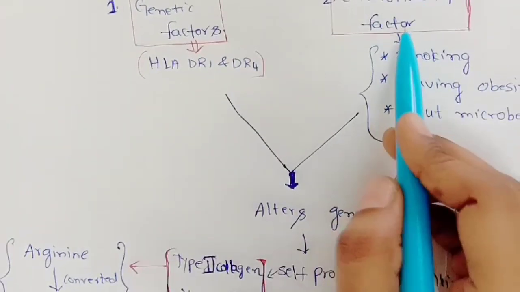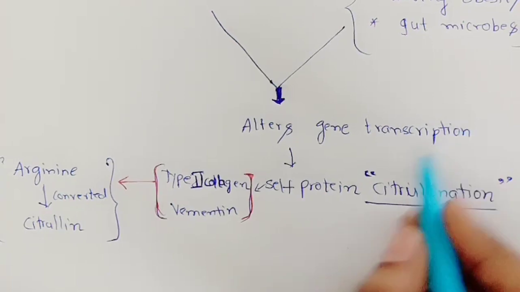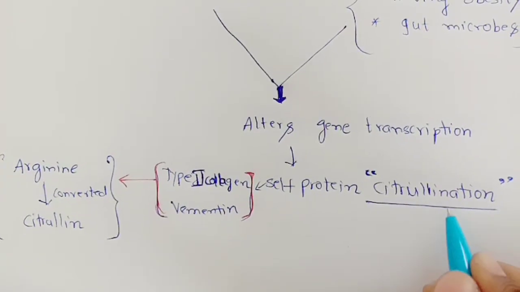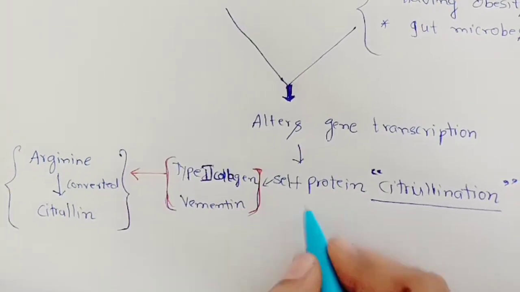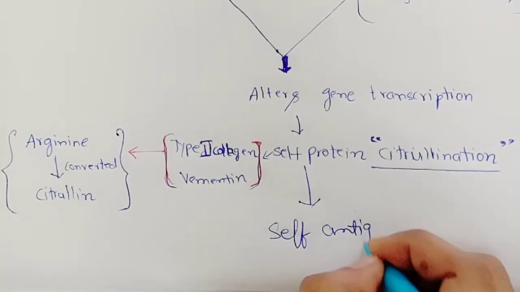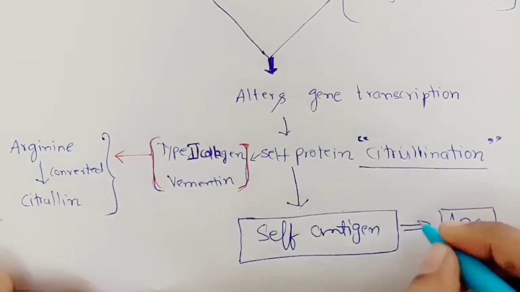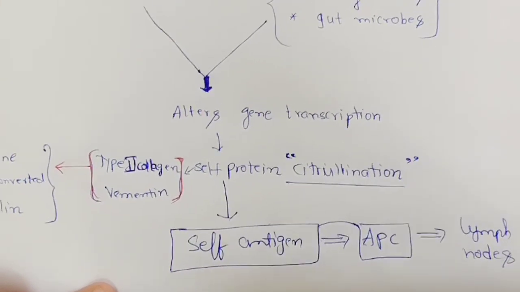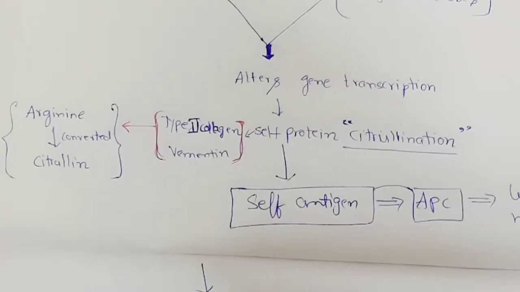Genetic factors and environmental factors alter the gene transcription, where the self protein like collagen and vimentin undergoes citrullination, where the amino acid present in this protein, arginine, is converted into citrulline. Our immune system recognizes this citrullinated protein as a self-antigen. Antigen presenting cell carries this citrullinated protein into lymph nodes, where CD4 cells and T helper cells get activated.